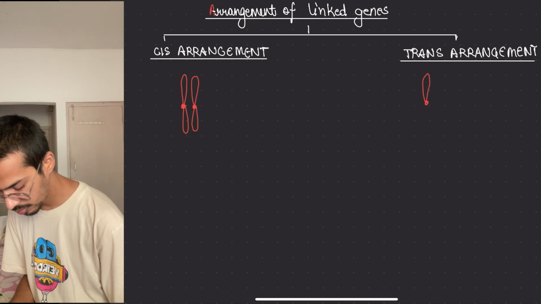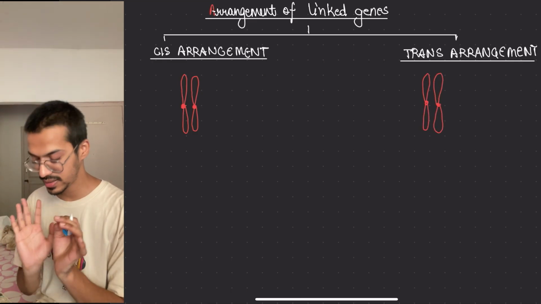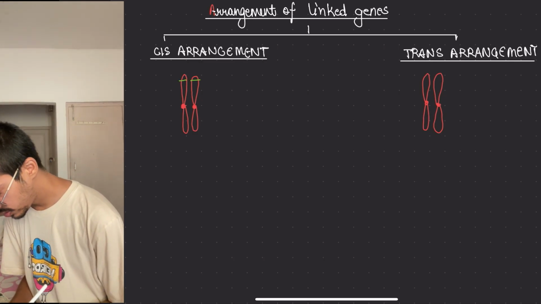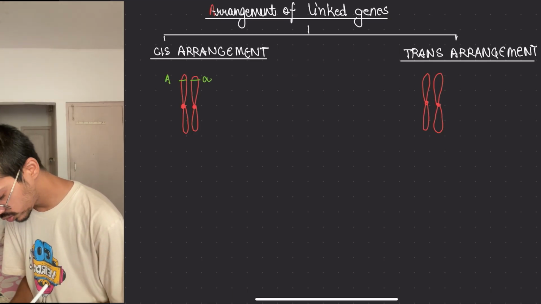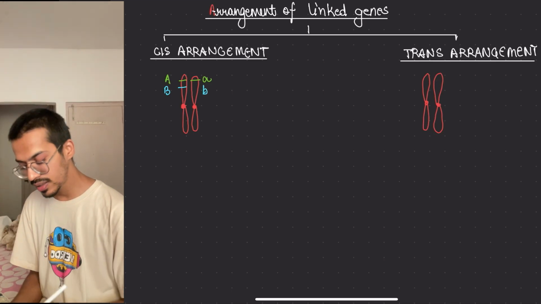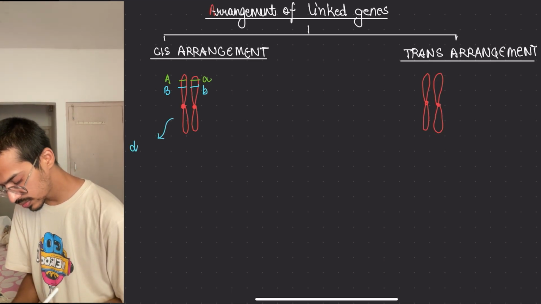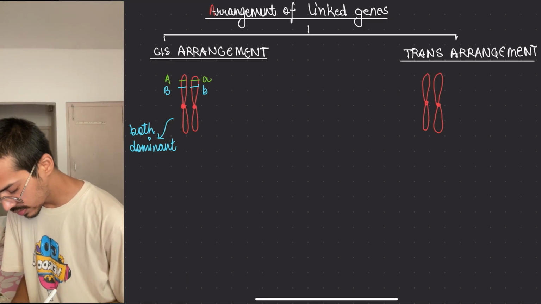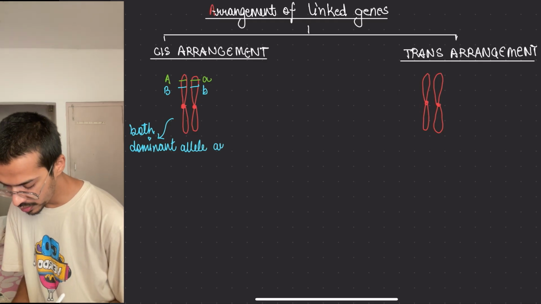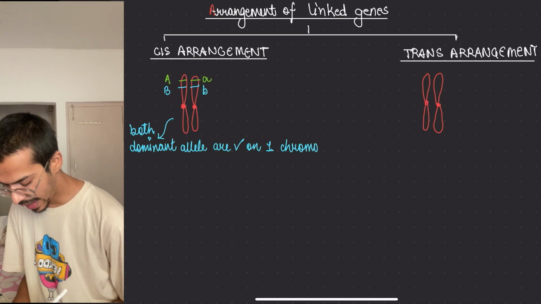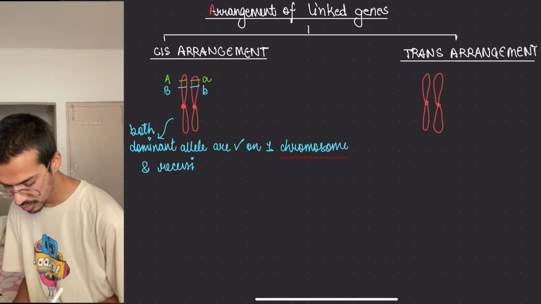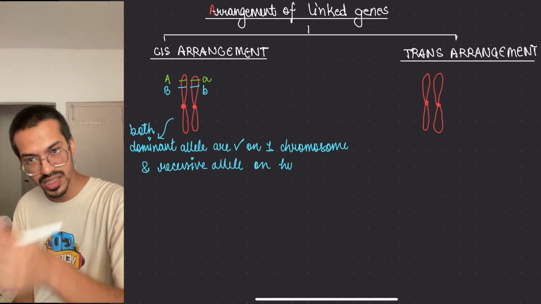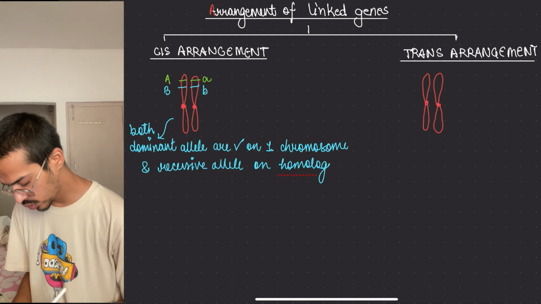So imagine that this is a chromosome. Now we are coming back to the genes level and the alleles level. So imagine that this is gene A, small a, and here also capital B, small b. So what is happening in this case? Both dominant alleles are present on one chromosome, and recessive alleles on the homologous chromosome. We are always taking with respect to two genes only. Homologous means similar but other. Homologous chromosome.